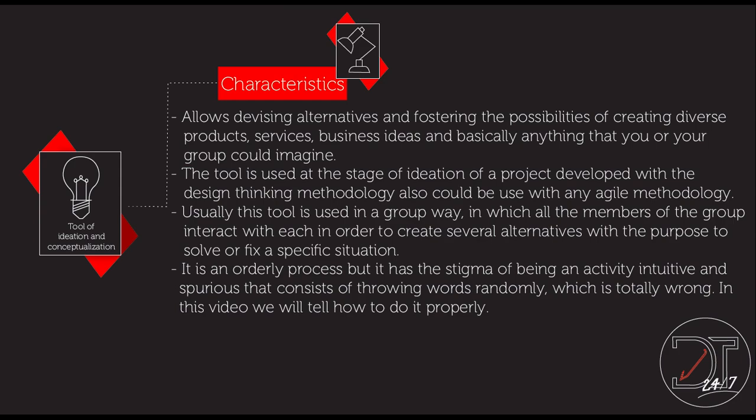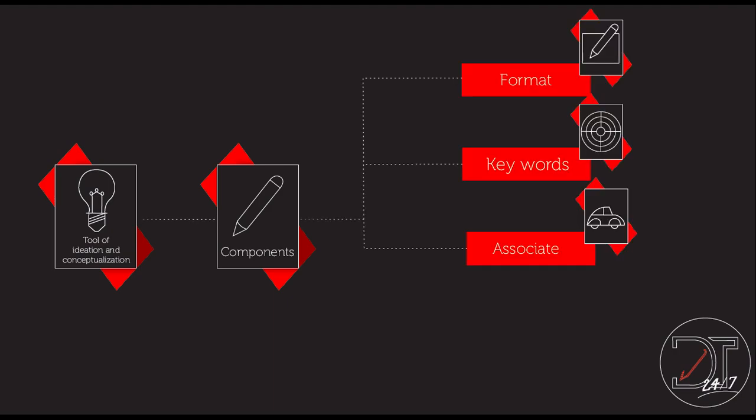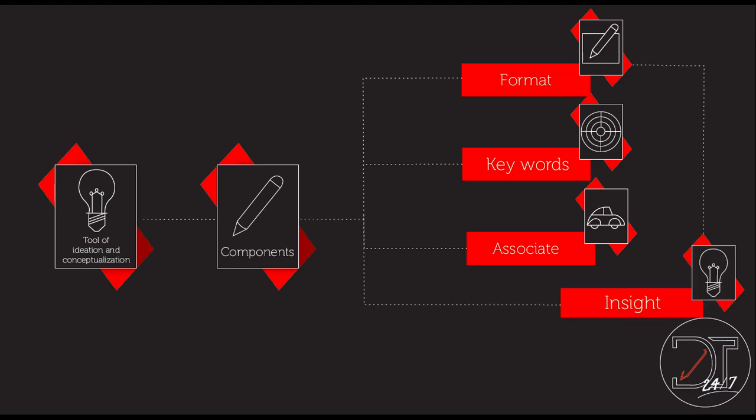Usually this tool is used in a group way, in which all the members of the group interact with each other to create several alternatives with the purpose of solving or fixing a specific situation. It is an orderly process, but it has the stigma of being an intuitive and spurious activity that consists of throwing words randomly, which is totally wrong. In this video, we will tell you how to do it properly. The components are format, keywords, associate, and insight.